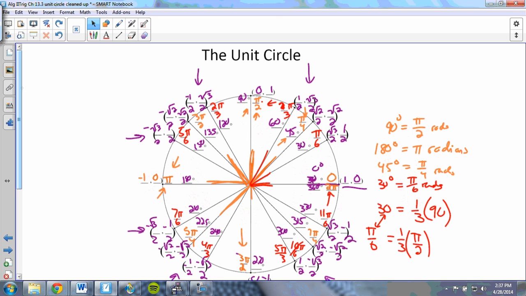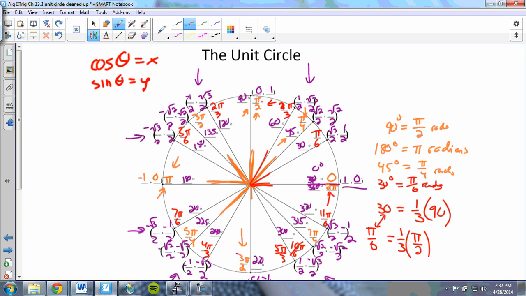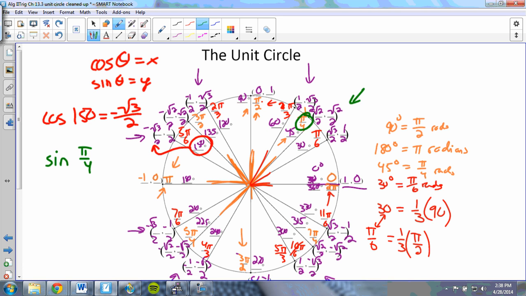The important thing about the unit circle is to remember that cosine is x and sine is y. So now if I asked you, like, what's the cosine of 150? You'd go to 150 degrees and look at the x value, and that's negative root 3 over 2. You can check that in your calculator if you want. And if I asked you, what is the sine of pi over 4 radians? Well, pi over 4 radians is right here, so the sine of that is going to be the y value, or root 2 over 2.